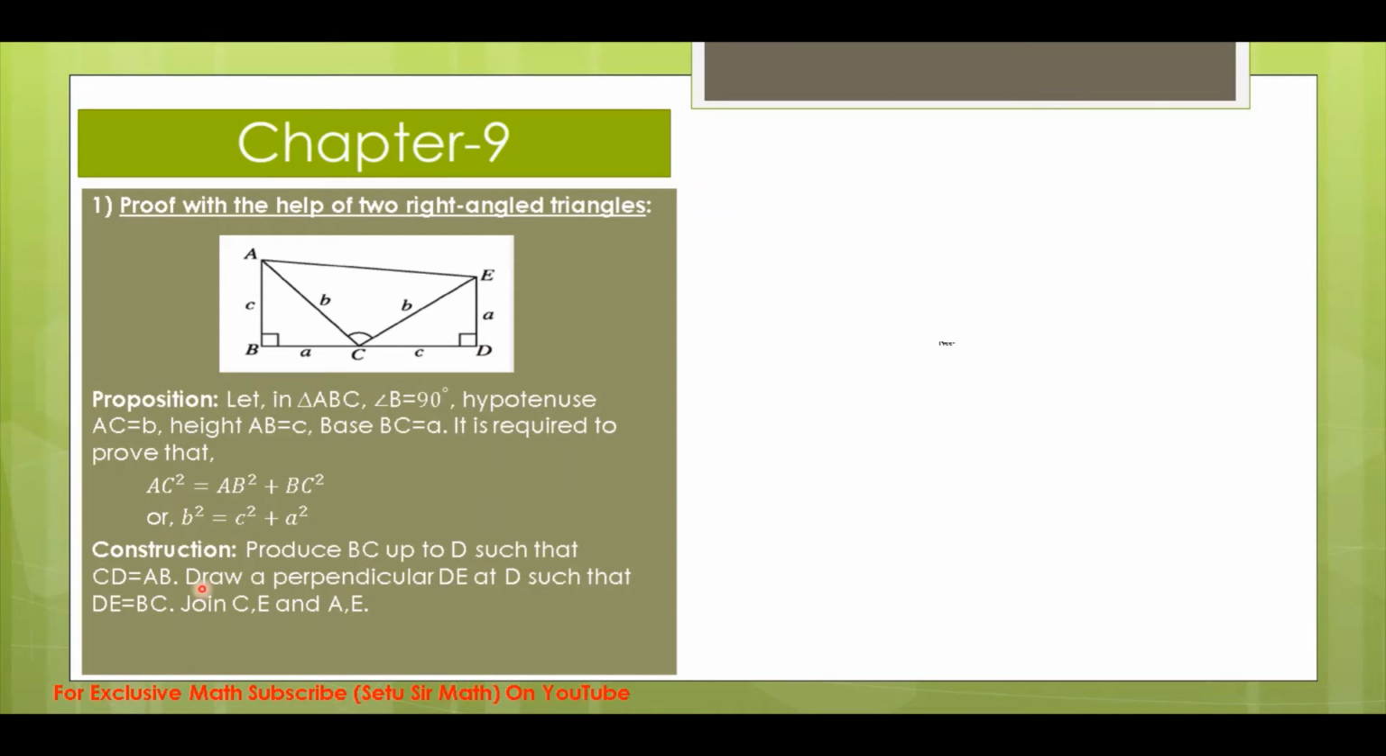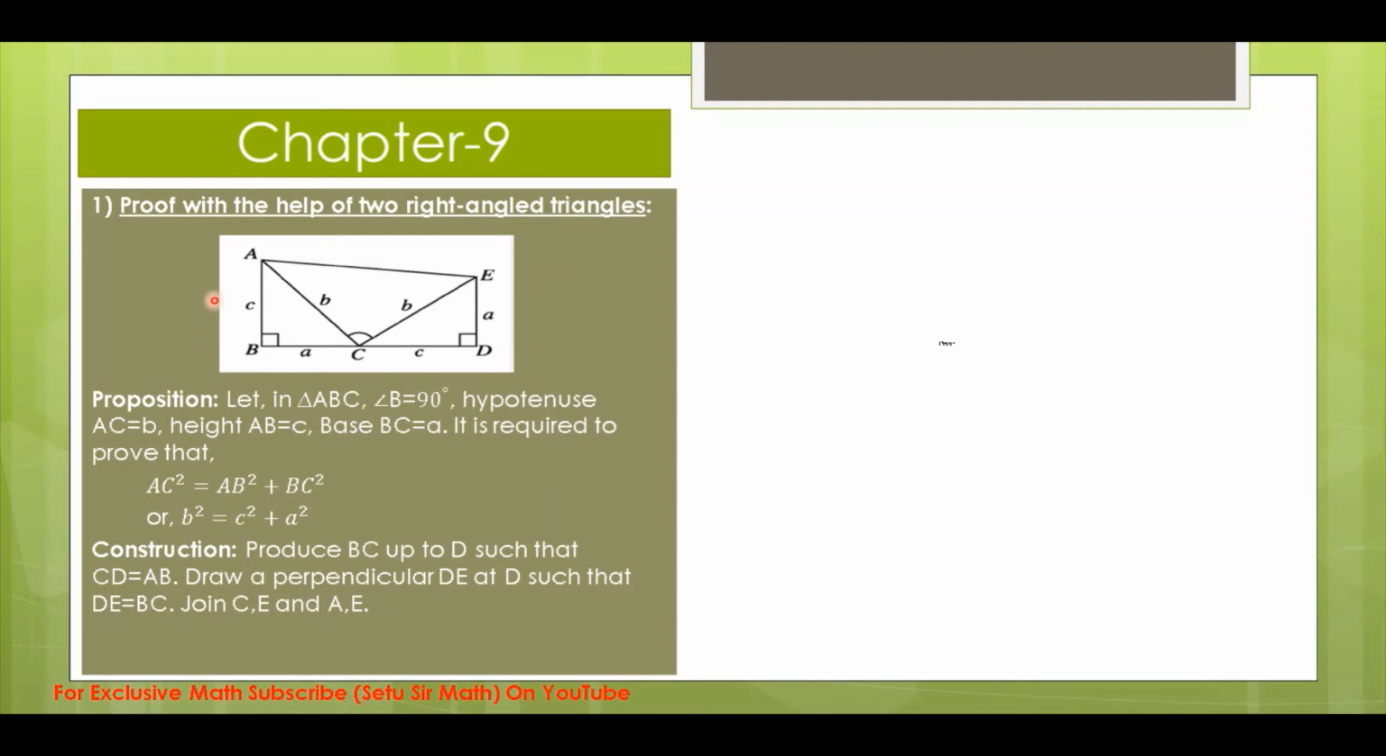Draw a perpendicular DE at D. That means at this point D we have to draw a perpendicular DE at D such that DE equals BC. That means DE equals BC. We have to draw like this, that DE equals BC. Join CE and AE. So after joining CE and AE we got another triangle ACE.